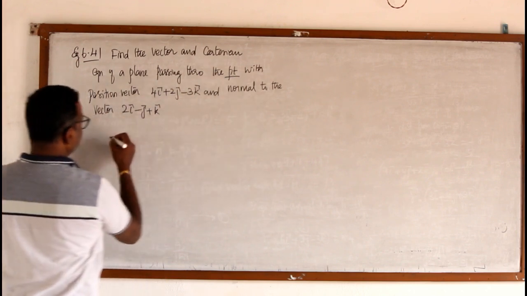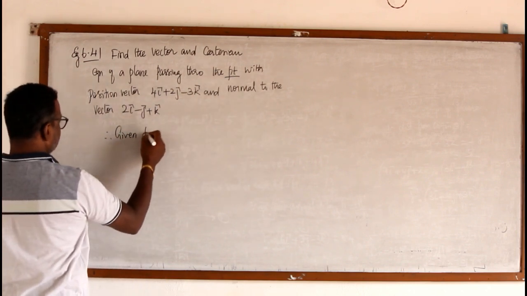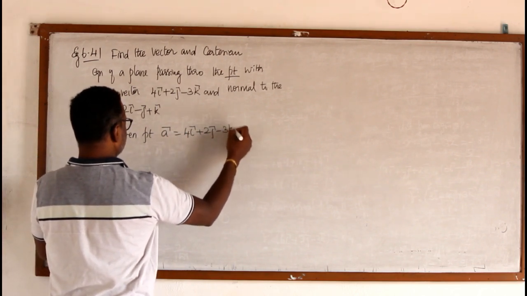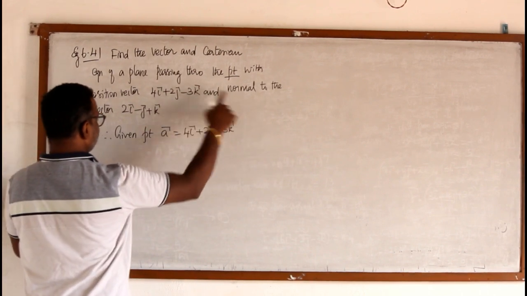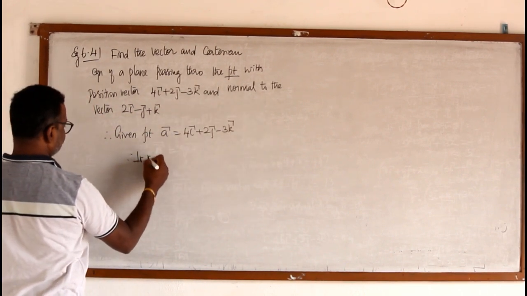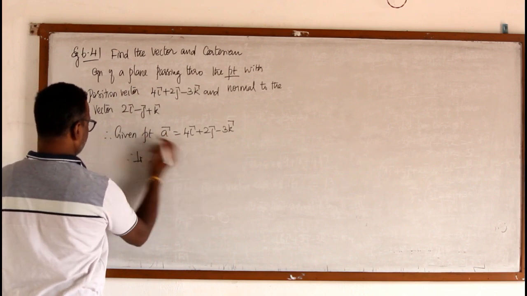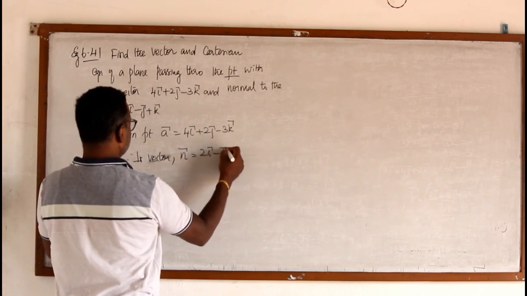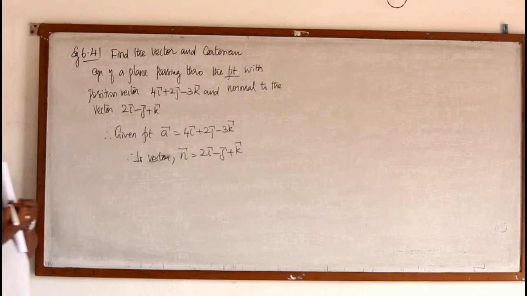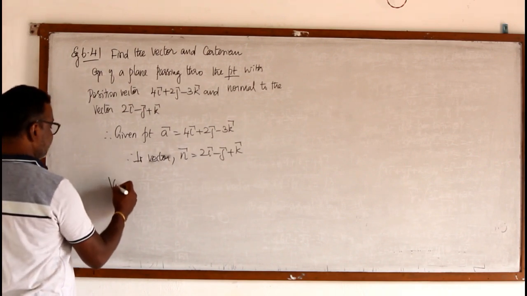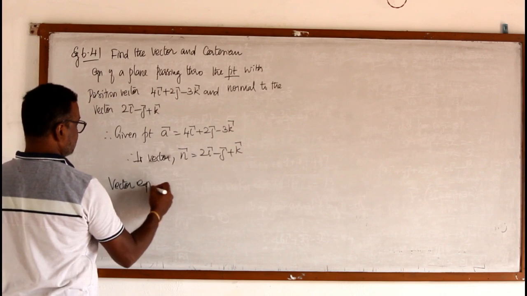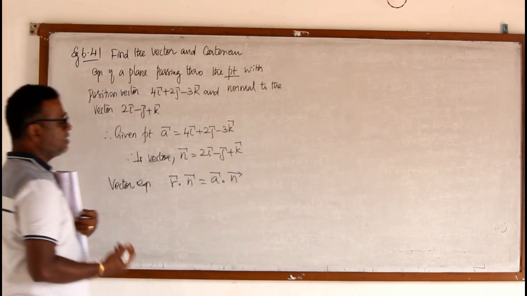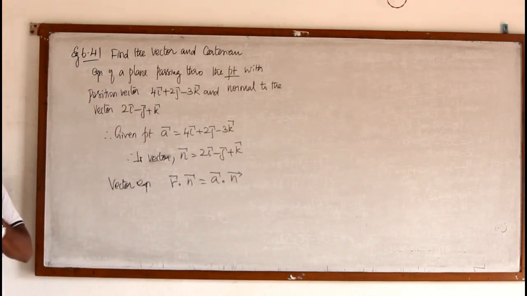So passing through a point, so the given point a vector equal to 4i plus 2j minus 3k, and therefore normal means perpendicular vector, therefore perpendicular vector n vector, isn't it? That is 2i minus j plus k. So a point and a perpendicular vector is given, then in this case the vector equation is r vector dot n vector equal to a vector dot n vector. This is the vector equation when a perpendicular vector and a point is given.